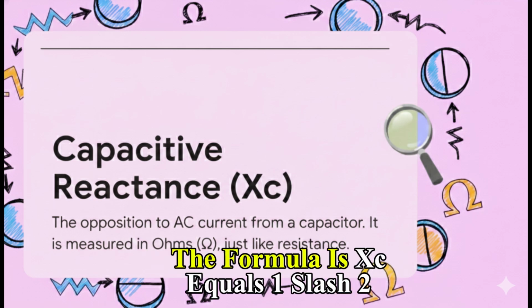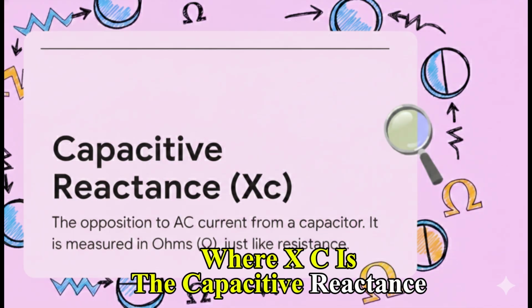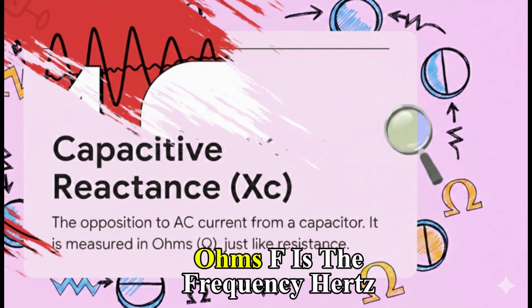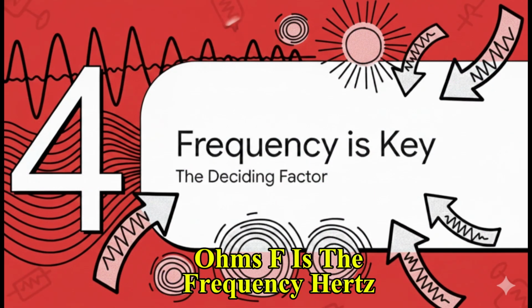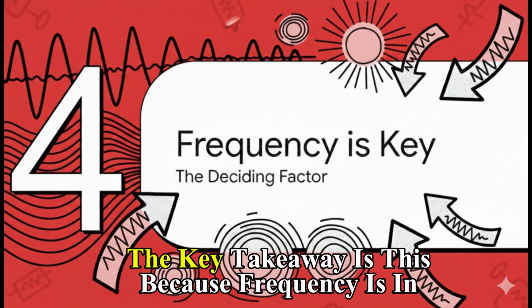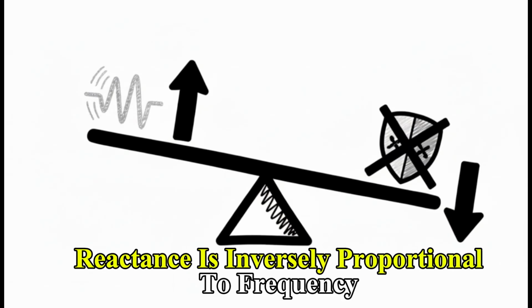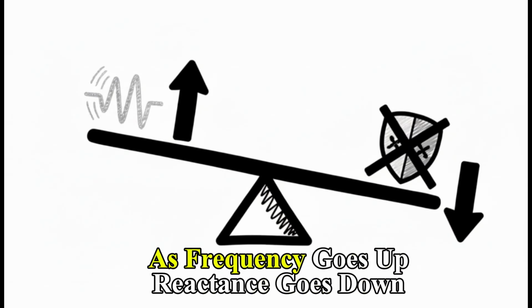The formula is XC equals 1 over 2 pi F C, where XC is the capacitive reactance in ohms, F is the frequency in hertz, and C is the capacitance in farads. The key takeaway is this. Because frequency is in the denominator, reactance is inversely proportional to frequency. As frequency goes up, reactance goes down.